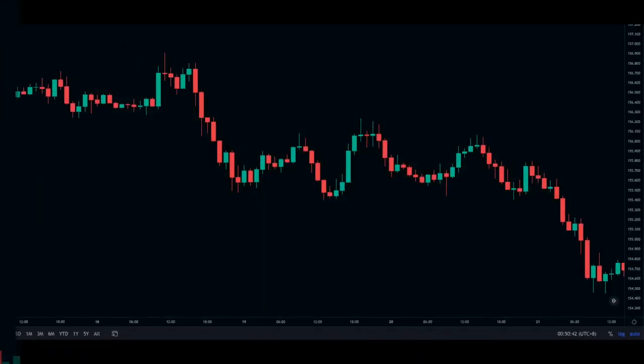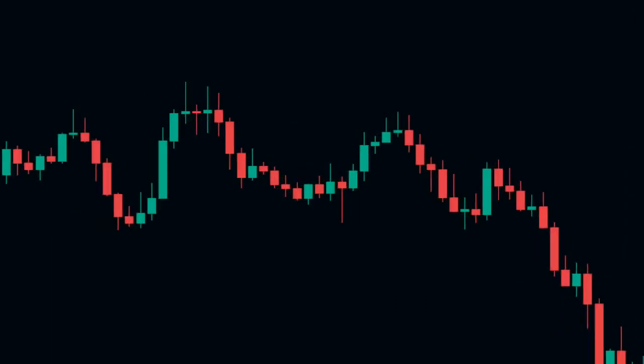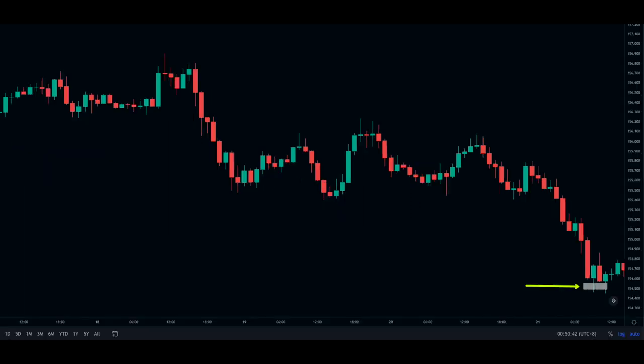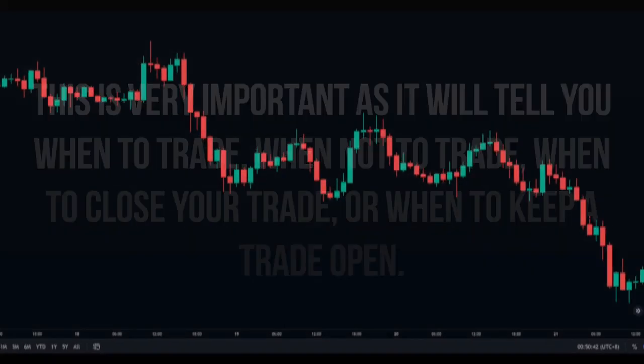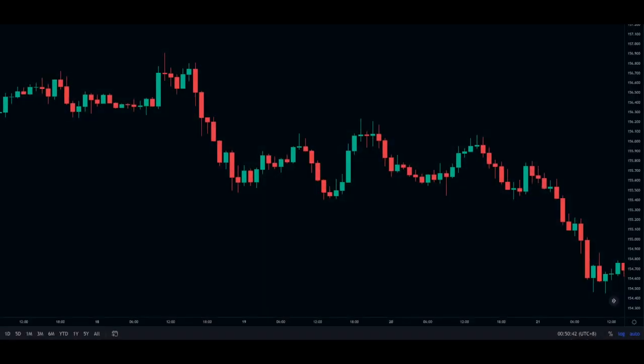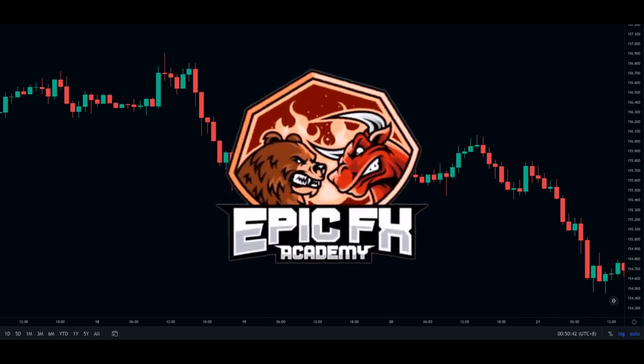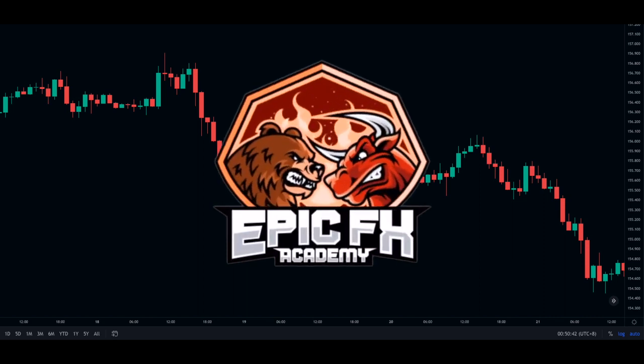what price is doing. A candle story can show you when price is stalling, when price might reverse, when price will continue, and even when price is exhausted. This is very important as it will tell you when to trade, when not to trade, when to close your trade, or when to keep a trade open. When you look at a candlestick, you're looking at a representation of buyers and sellers. They tell who is controlling the market, buyers or sellers, and that's a candlestick story.